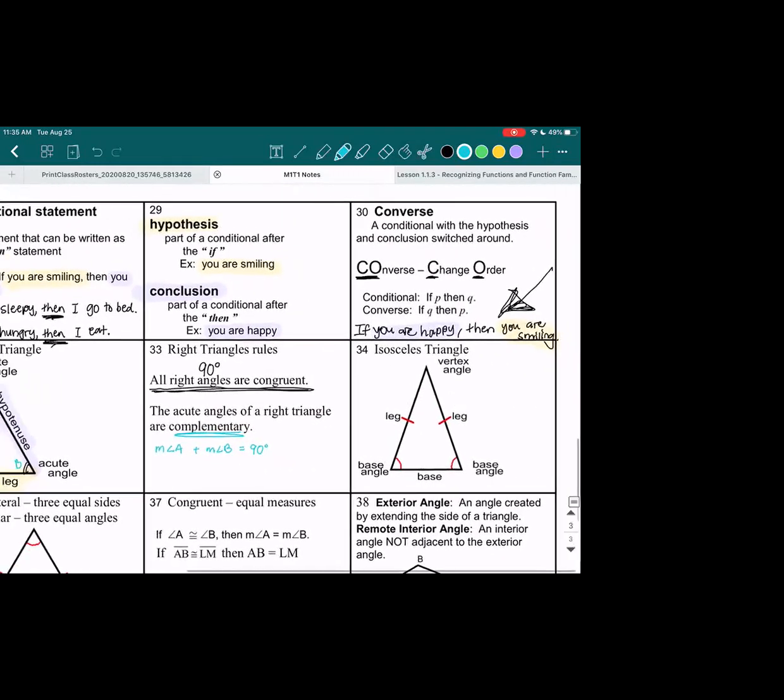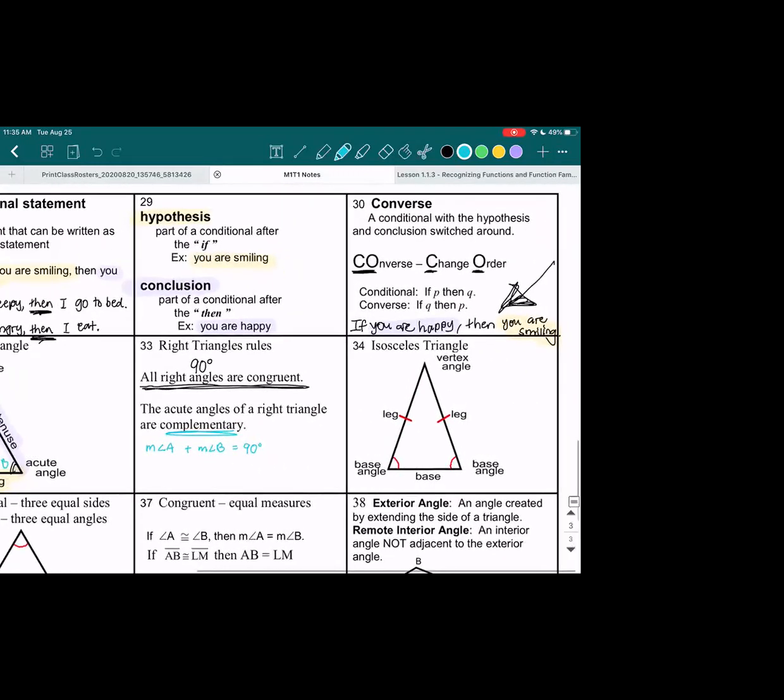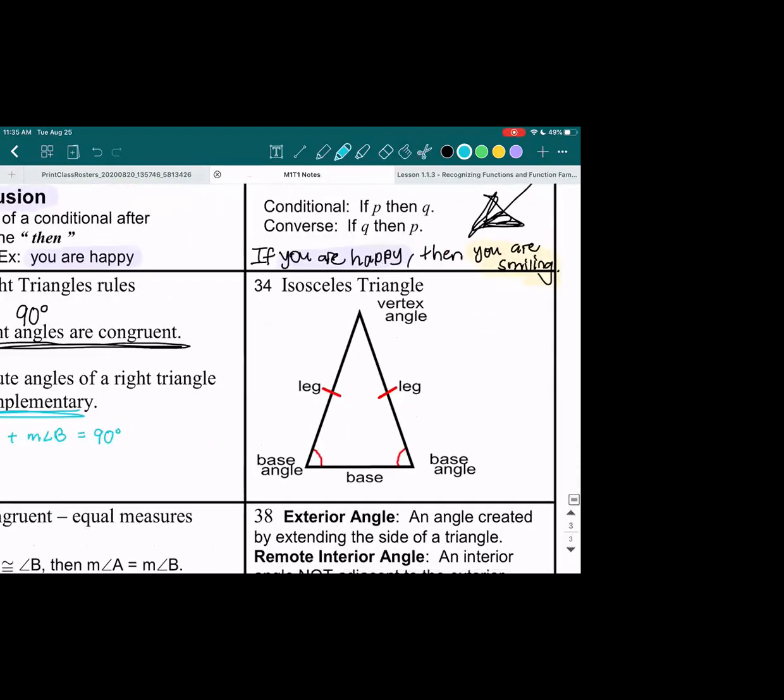Let's go on to an isosceles triangle. An isosceles triangle, here's a picture of it. The thing that makes an isosceles triangle an isosceles.